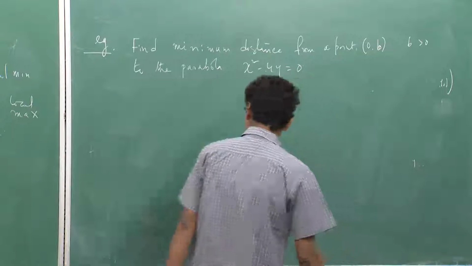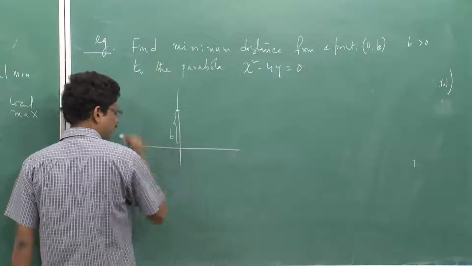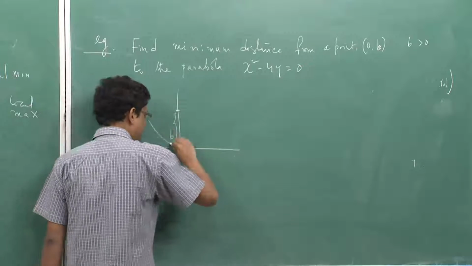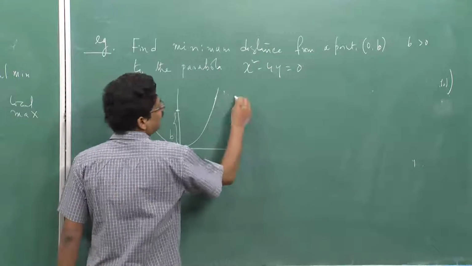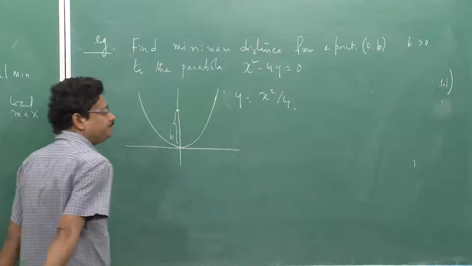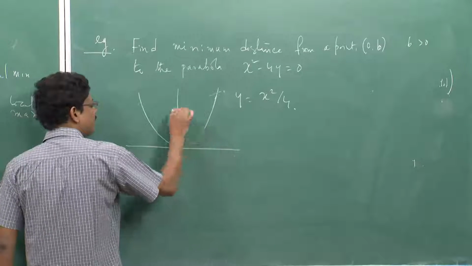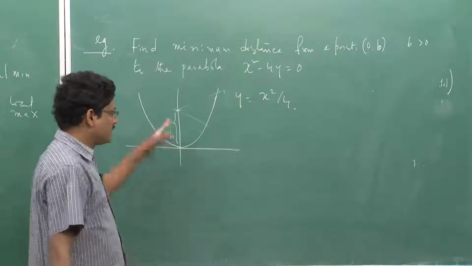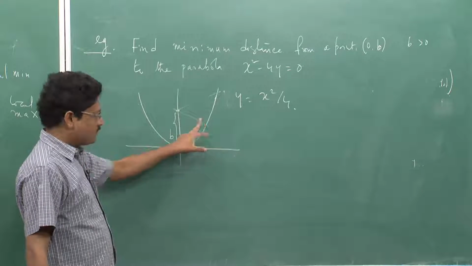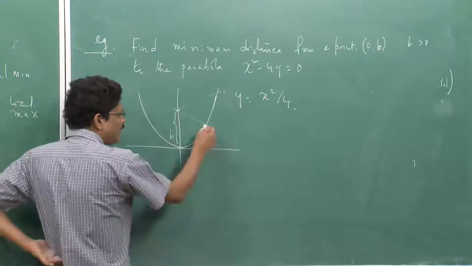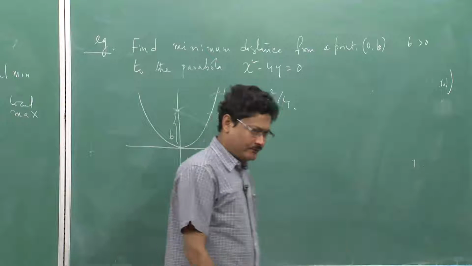So, what is the problem? Here is the point (0, b), this is b, okay, and here is a parabola y equal to x square by 4. Okay. You can draw different lines from this point to different points on the parabola. You have to find the minimum distance, that is, the length which has the minimum distance. So, for that I have to find a point on the parabola for which the distance between these two points is minimum. That is what we have to do.